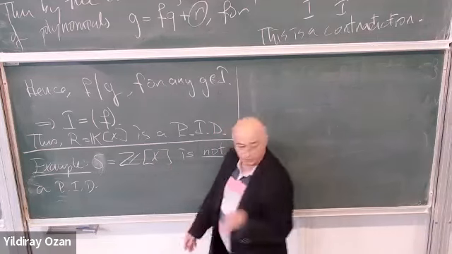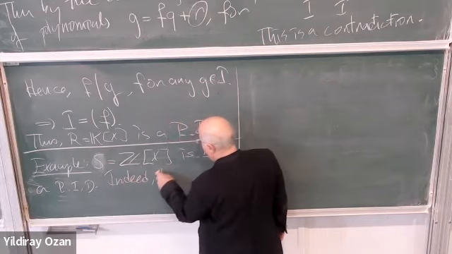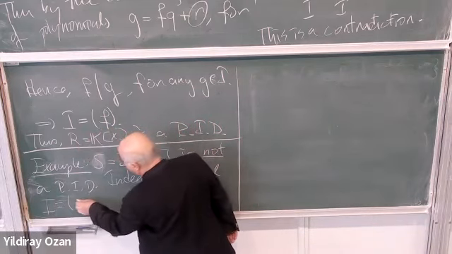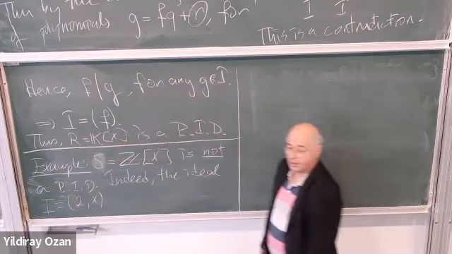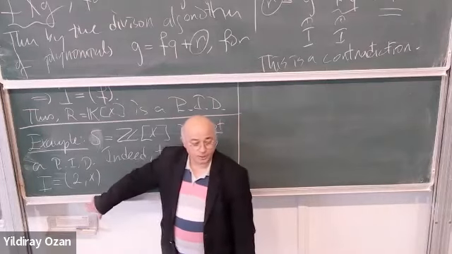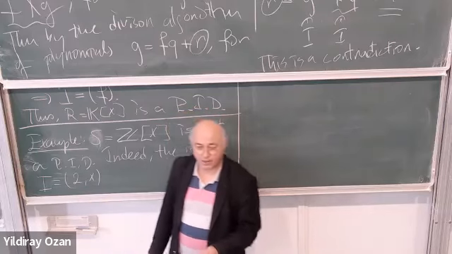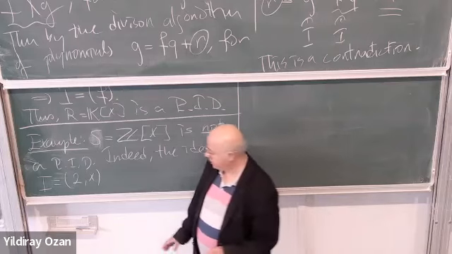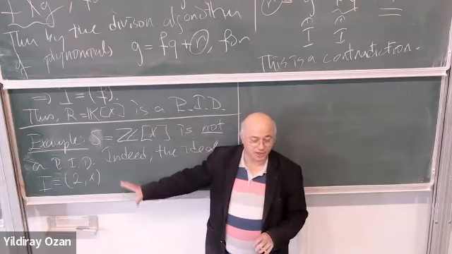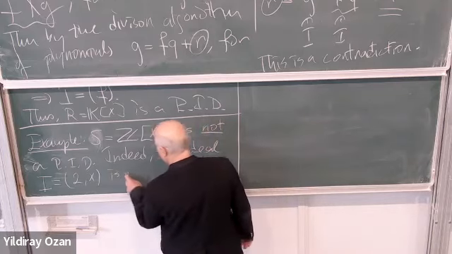And let me give you an ideal which is not principal. Indeed, the ideal generated by two elements, 2 and x. So what does this mean? This means all the polynomials obtained by taking multiples of 2 and x. Okay, so this ideal is not principal. It is generated by two elements, and you cannot generate this ideal by a single element. Okay, it's not principal.